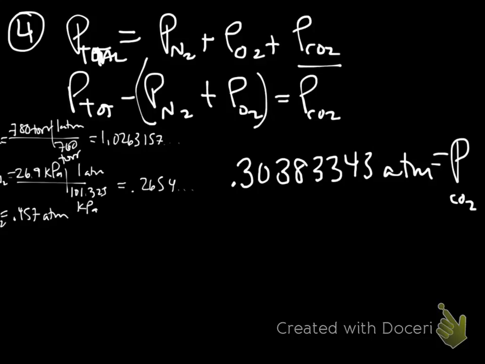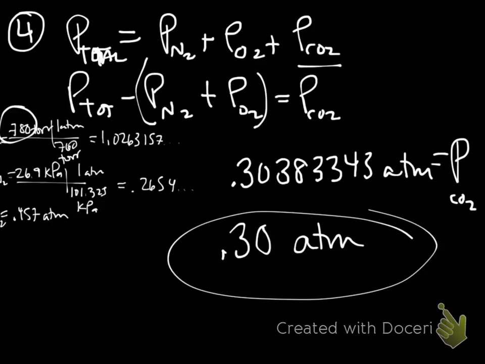So how many sig figs can we have? Two. Because that 780 didn't have a decimal after it. So this becomes 0.30 ATMs for a final answer.